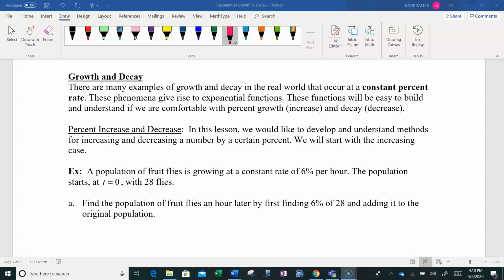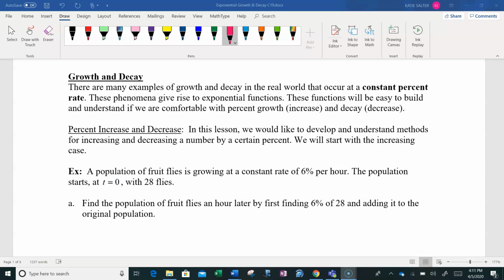Okay, folks, today we are going to learn about growth and decay. There are many examples of growth and decay in the real world that occur at a constant percent rate. These phenomena give rise to exponential functions. These functions will be easy to build and understand if we are comfortable with percent growth or percent increase, or percent decay or percent decrease.